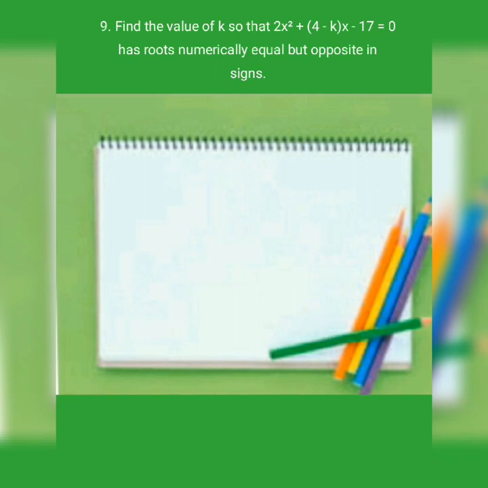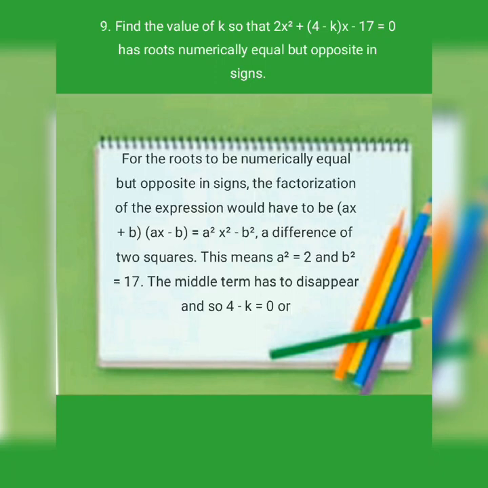Find the value of k so that 2x squared plus the quantity of 4 minus k times x minus 17 is equal to 0 has roots numerically equal but opposite in sign. Remember this. For the roots to be numerically equal but opposite in sign, the factorization of the expression would have to be the quantity of ax plus b times the quantity of ax minus b, which is a squared x squared minus b squared, a difference of two squares. This means a squared is equal to 2 and b squared is equal to 17. The middle term has to disappear, and so 4 minus k is equal to 0, or k is equal to 4.